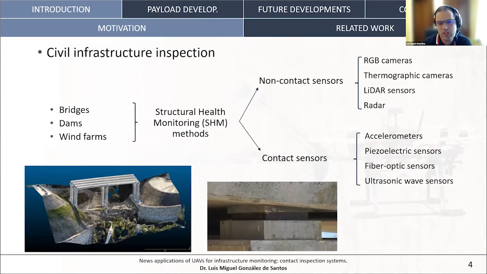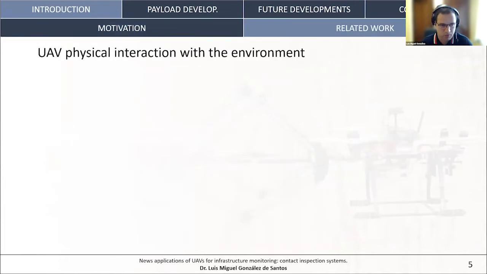And currently, these operations are carried out by operators working at height using cranes or scaffoldings. And these operations are slow and costly. So the next logical step is to develop UAV systems able to perform this contact inspection task. And this is where my research is focused on the development of these contact inspection systems.